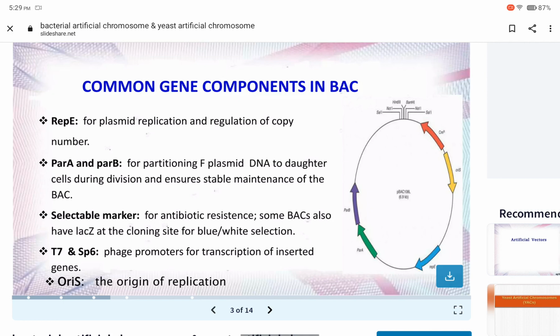Now we have the T7 and SP6 sites, which are phage promoters for transcription of inserted genes. When the gene of interest gets inserted, this gene of interest expresses itself, like it is forming an RNA, messenger RNA. So that's the transcription that is happening. These are regulated by the promoters, that is T7 and SP6. Now we have oriS. This is the origin of replication. This is the place through which the replication of this plasmid occurs.